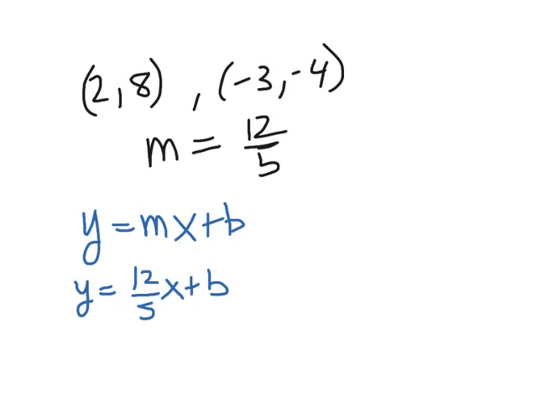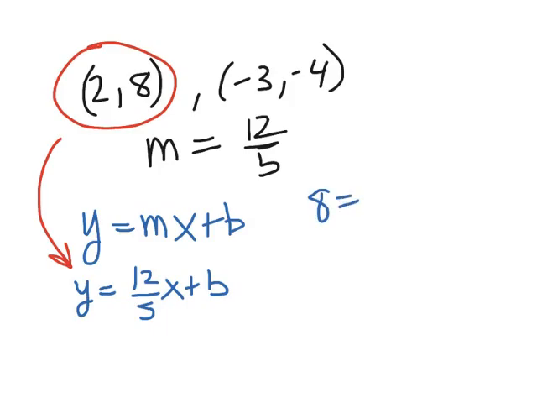And what we need to do is figure out the b. To figure out the b, we take one of the 2 points. It doesn't matter which one. I personally like this one. And we plug it in. So instead of writing y, I'm going to write 8 equals 12/5. And instead of writing x, I'm going to write 2 plus b. And then we have to get the b all by itself.